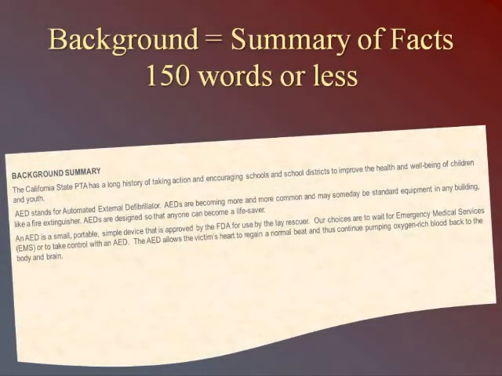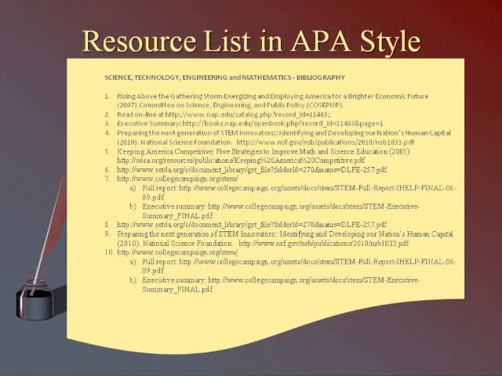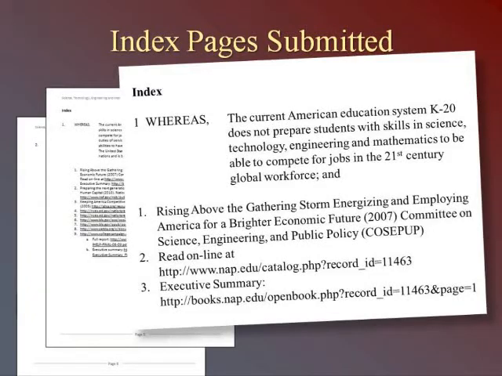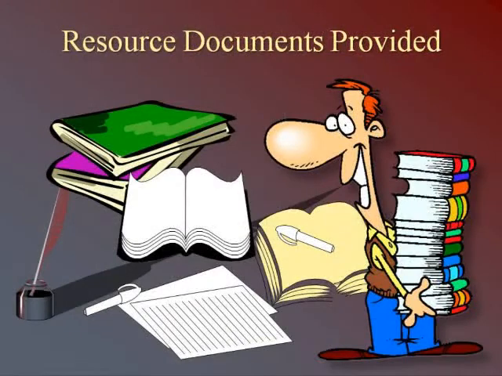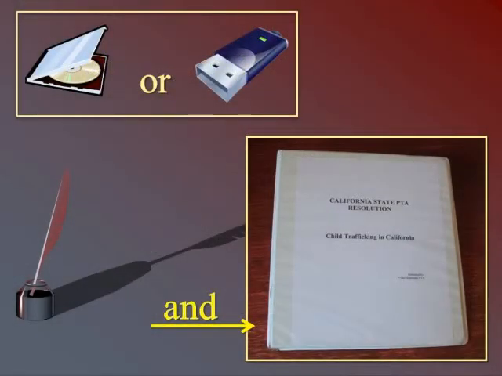A list of credible resources, formatted in the APA style, is provided, and they are no older than 5 years in print. An index is provided for each whereas statement, listing at least 3 resources to validate your claim. All resource documents have been provided. All pages are numbered, including the research section. The final document must be submitted on a CD or flash drive and in a 3-ring binder appropriately tabbed and with a table of contents.